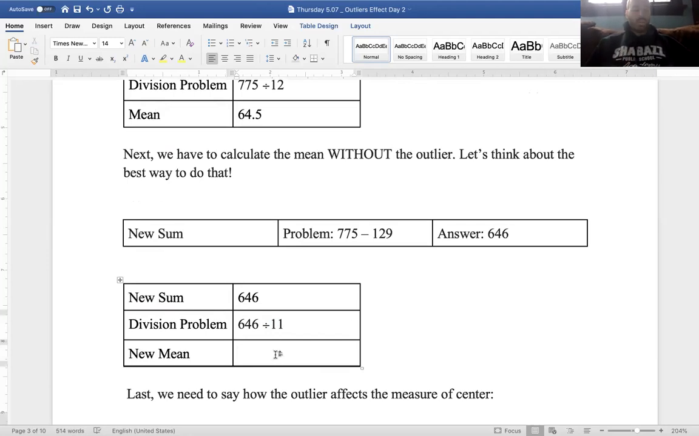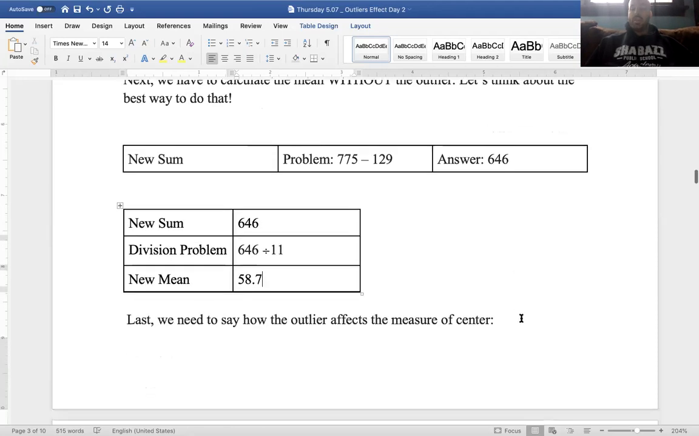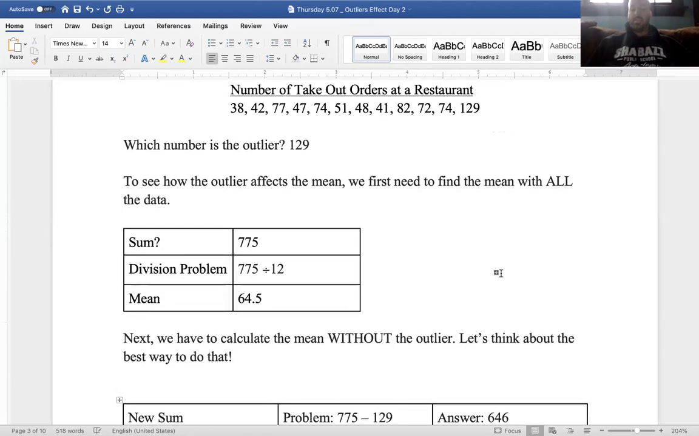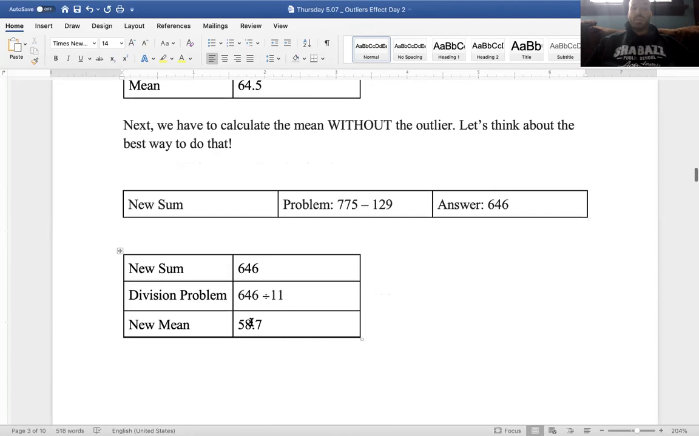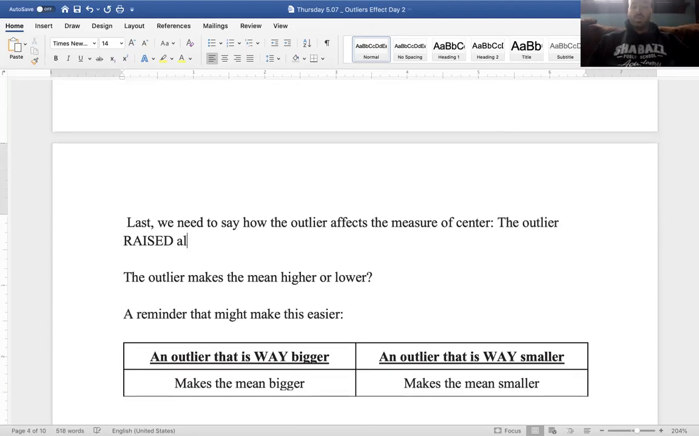When you do 646 divided by 11, you get 58.7. Okay. The outlier was way bigger. So how did it affect it? The outlier raised the mean. Remember, if it's bigger, it's going to cause the mean to go up. And this was 58.7, 64. That's almost, sorry, the outlier raised the mean by almost 6, okay?